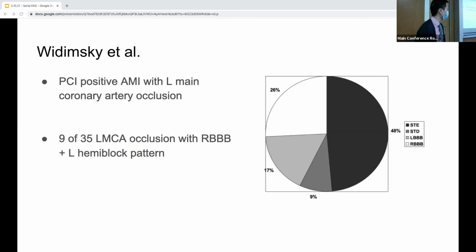And they actually found that out of those, the patients with right bundle branch block in the setting of usually left anterior fascicular block, 9 out of the 35 patients with left main coronary occlusion had that EKG pattern. So it is, as you can see on their cool little pie chart here, after ST elevations, the next most significant EKG finding for those patients having a pretty significant obstruction.